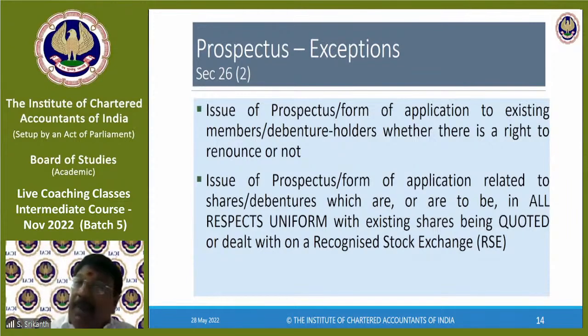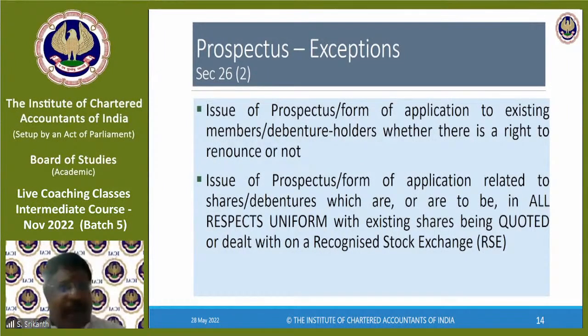Maybe they already have a built-in right as per contract, or you are now making an issue but not going to the public. Like Reliance did, it never went to the public. It simply went to the members. No, without right to renounce also it's okay. And existing members. In those cases, the rules relating to prospectus will not apply.